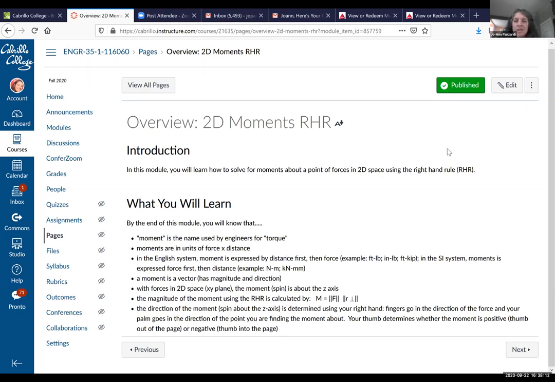In the English system, moment is expressed by a distance first and then a force. So for example, foot pound, inch pound, foot kip. You remember what a kip is, right? No. What's a kip? What's a ton? 2,000 pounds. So a kip, it has a K in it. Take a guess that it's going to be 1,000. Sure enough, one kip is 1,000 pounds.